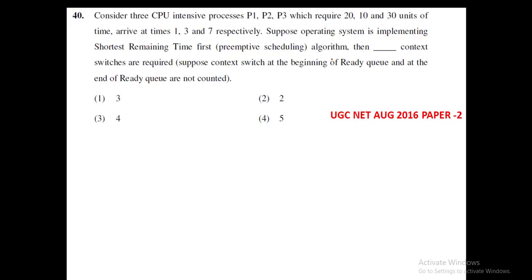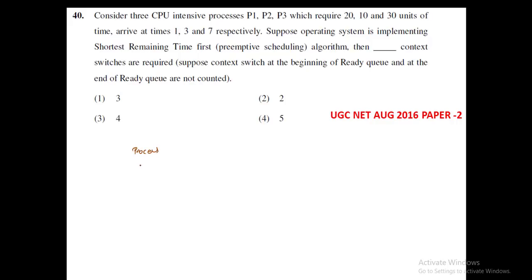Then the dash, meaning the number of context switches required. And suppose that the context switches at the beginning of the ready queue and the end of the ready queue are not to be counted, right? So the intention of this question is that we have to perform SRTF, that is preemptive SJF, shortest job first scheduling. So he has given the processes, right?